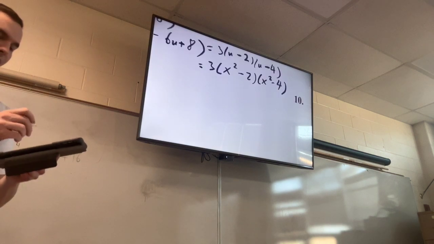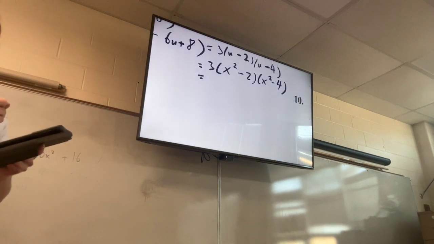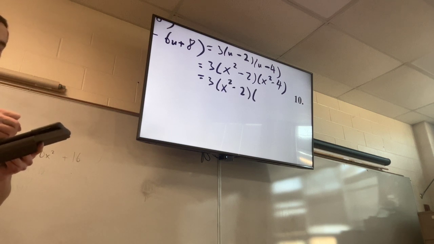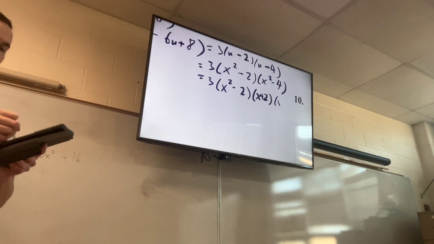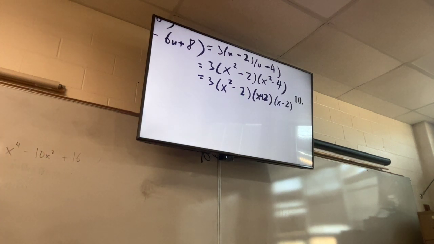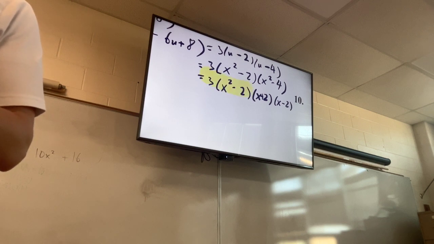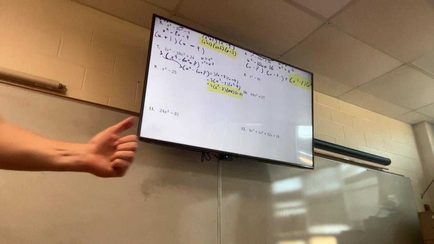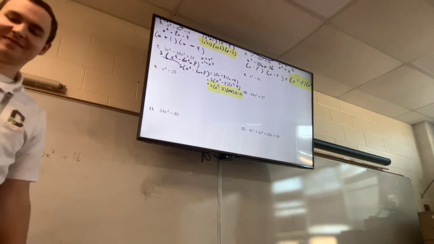Am I done? Nah. Yep, so there's an x squared minus 4 there, right? That's a difference of squares. Got to make sure we factor it, okay? And that's my final answer right here. All right, u sub. Got to substitute u, all right?